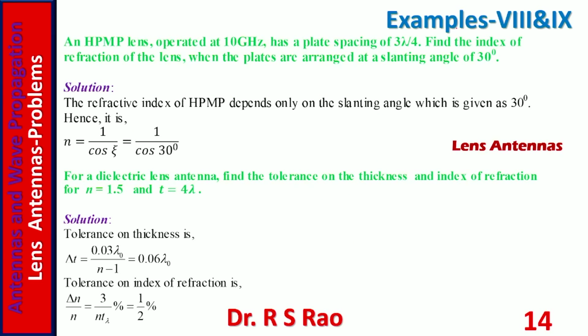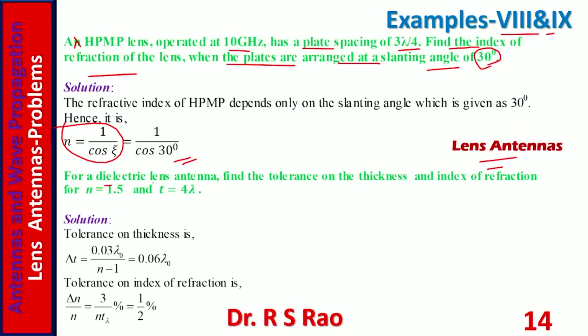We consider some more problems. Examples 8 and 9. These are also on lens antennas. An HPMP lens operated at 10 GHz has a plate spacing of 3 lambda by 4. Find the index of refraction for this lens when the plates are arranged at a slanting angle of 30 degrees. We are asked to find index of refraction. The formula for index of refraction is given here: 1 by cos zeta. Zeta is 30 degrees. So giving a value of 30 degrees to zeta, one can determine index of refraction.